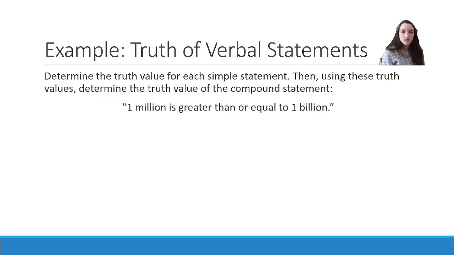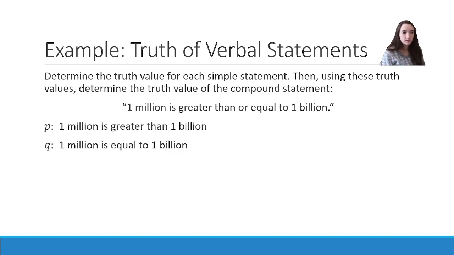So, now let's take a particular verbal statement and figure out the truth value from a given statement. So here we have 1 million is greater than or equal to 1 billion. Okay, so I'm going to break this down into two ideas. The two ideas being 1 million is greater than a billion and 1 million is equal to a billion. Are either of these true?